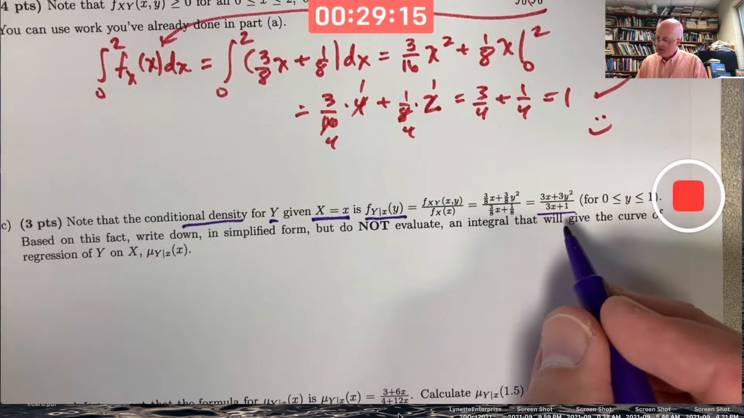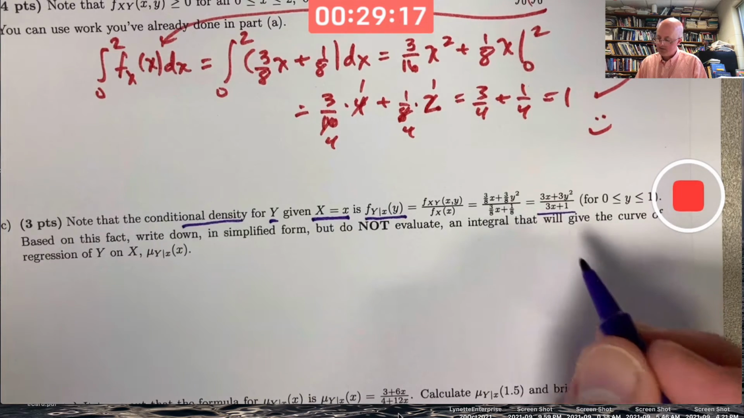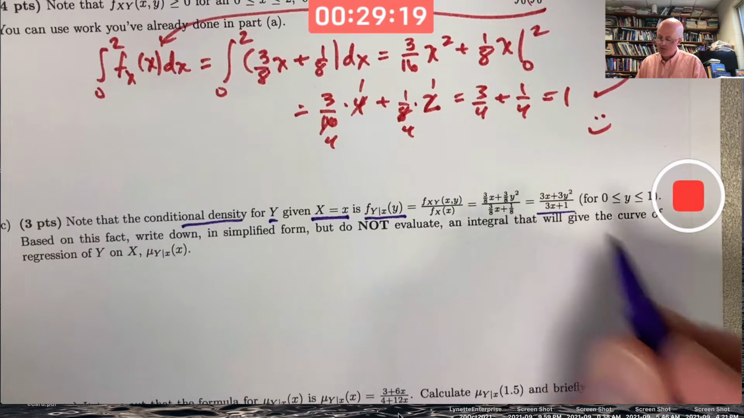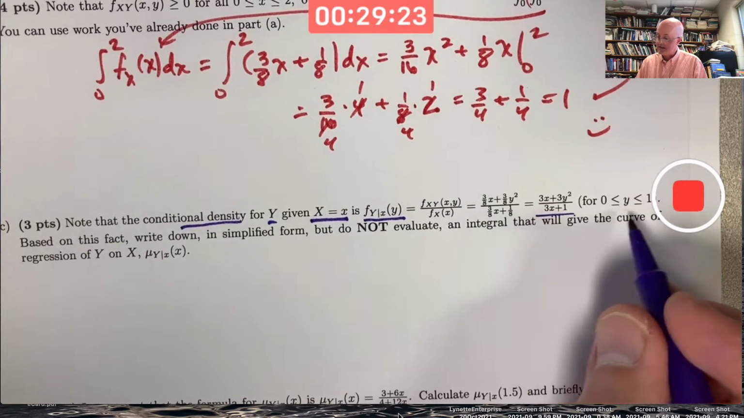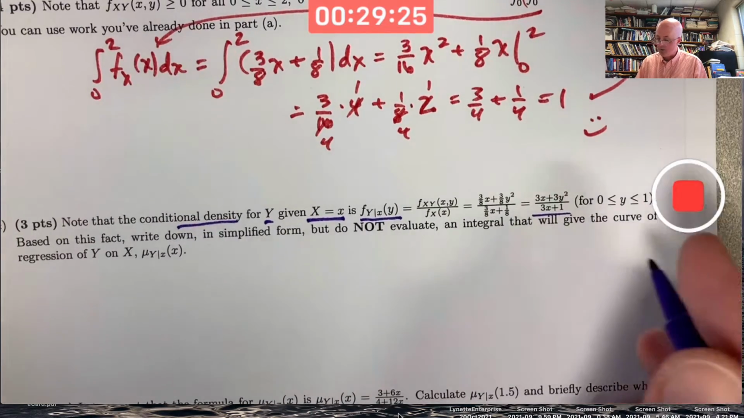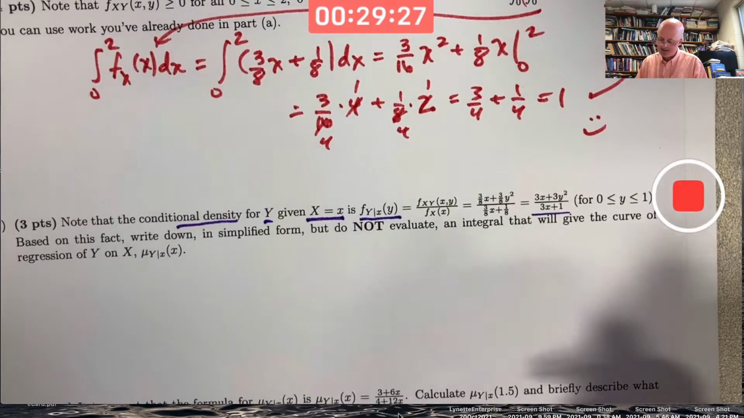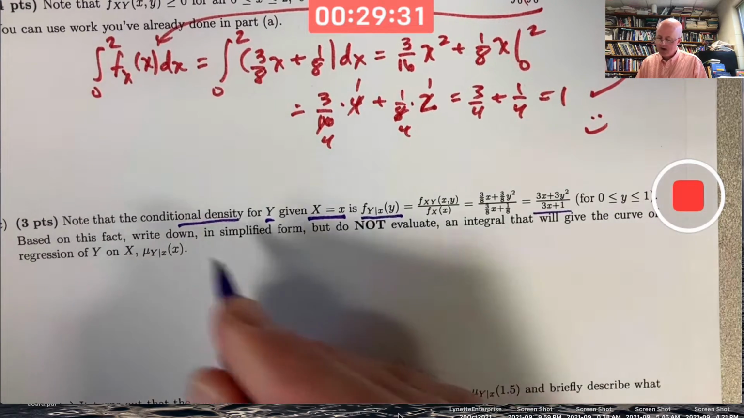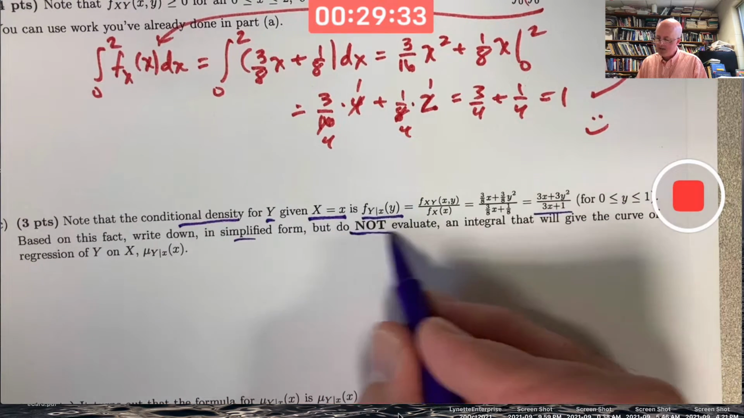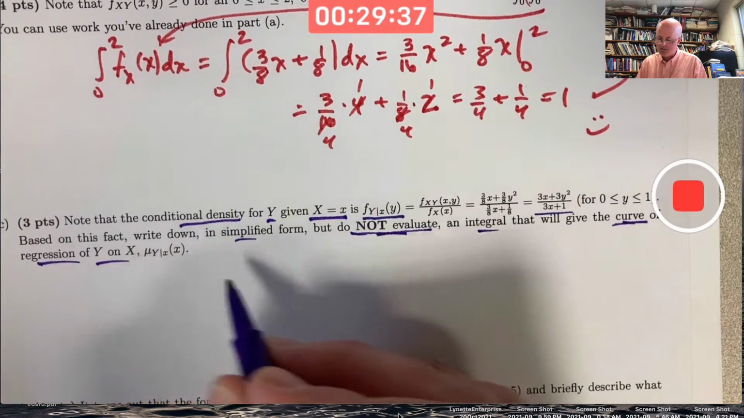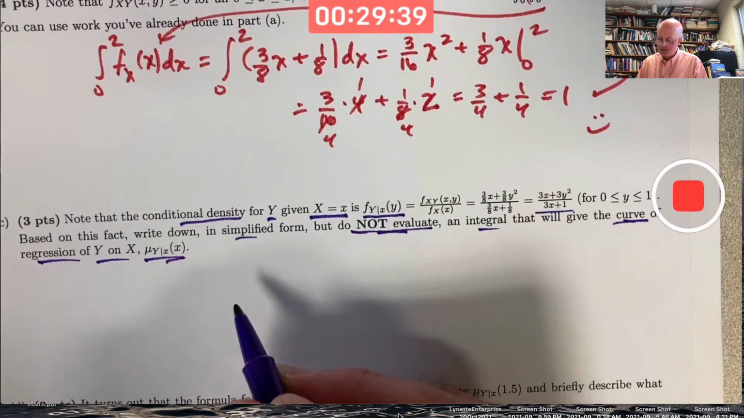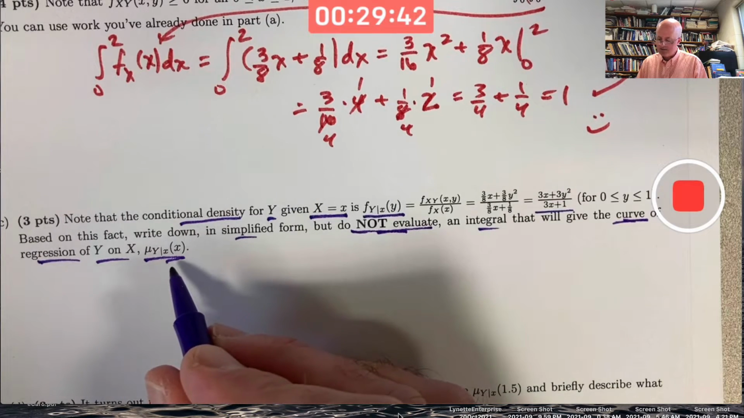When you look at this formula, you want to think of x as fixed and y as the variable. That's the way to think about that formula. But evidently, no matter what x is, this is a density. That's kind of amazing, that's surprising, when y is between 0 and 1, no matter what x is. But x does have to be between 0 and 2. Based on this fact, write down in simplified form, but do not evaluate, an integral that will give the curve of regression of y on x, mu sub y given x of x.